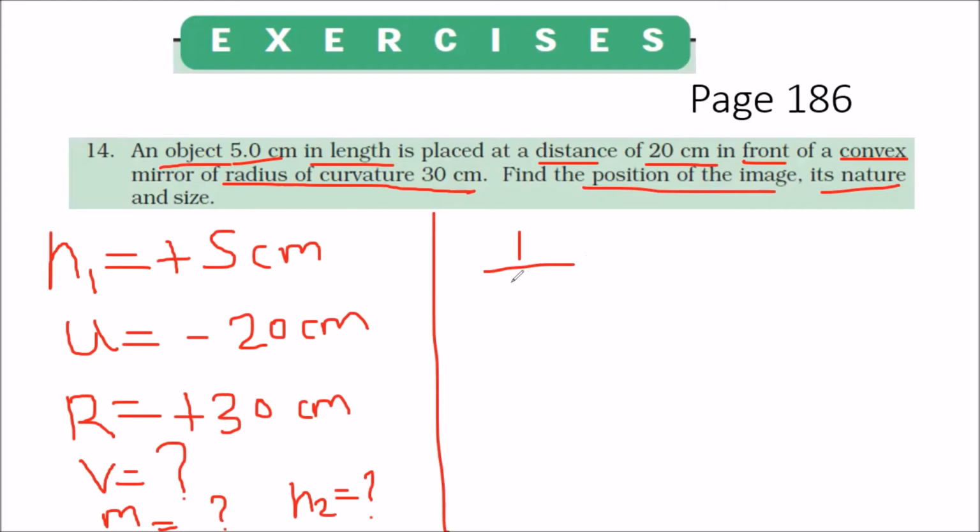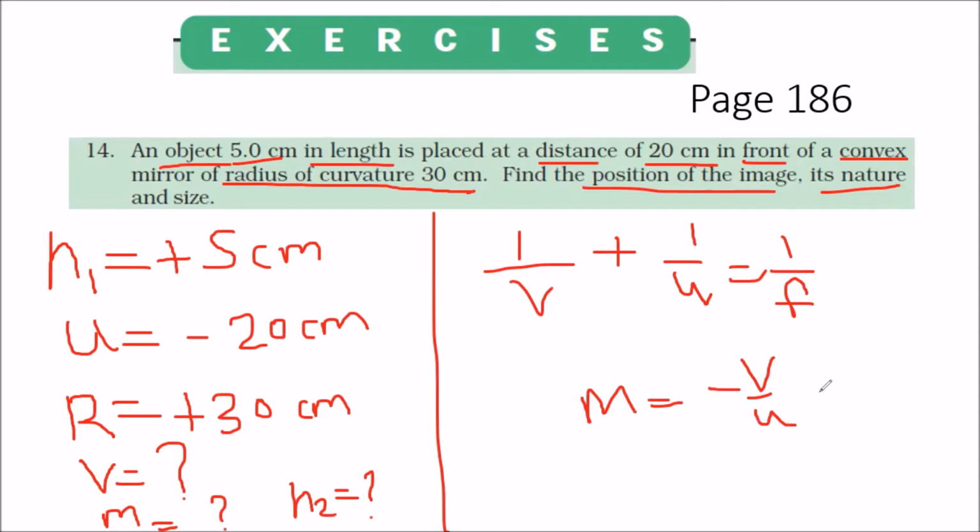The formula is 1 by v plus 1 by u equals 1 by f. And for magnification, we use the formula minus v by u. As I told you, writing the formula will give you half a mark each. Your 1 mark is sorted. Let's see how to solve it.